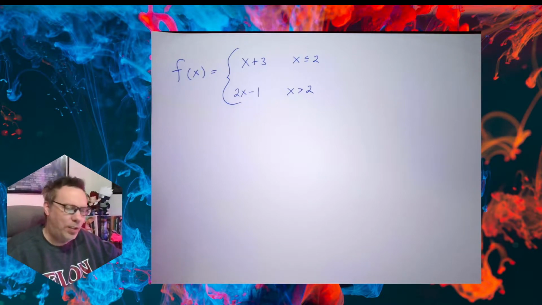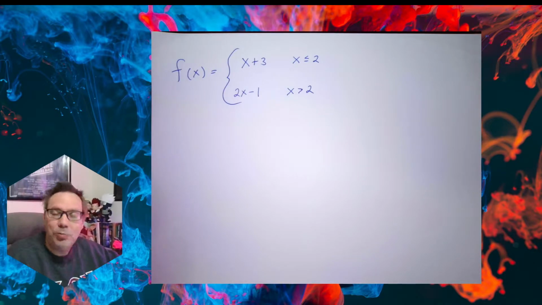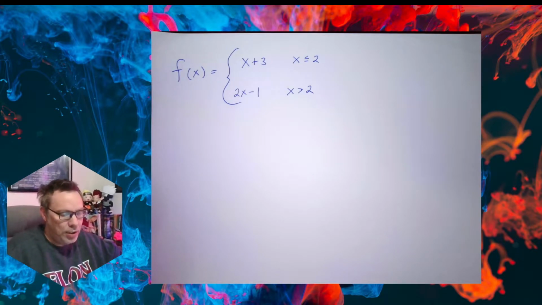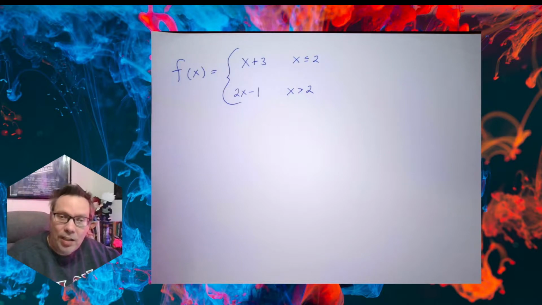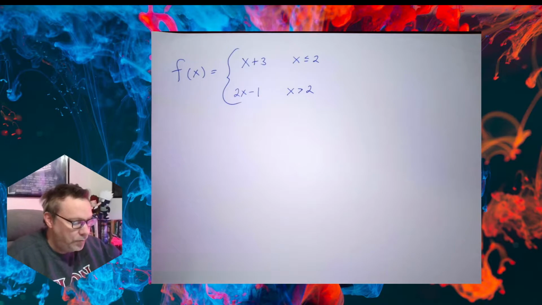I have a piecewise defined function. When x is less than or equal to 2, the rule is x plus 3. When x is greater than 2, the rule is 2x minus 1. So my question is, what are the left and right hand limits? And is this function continuous at x equals 2?